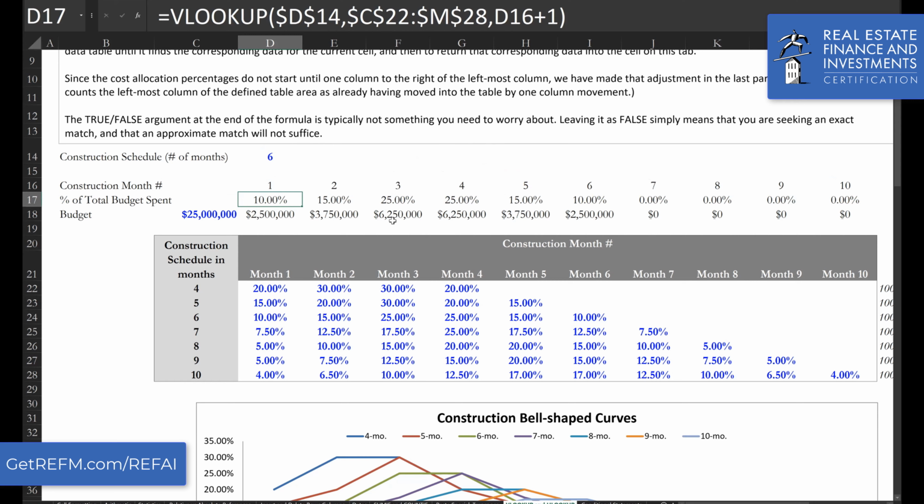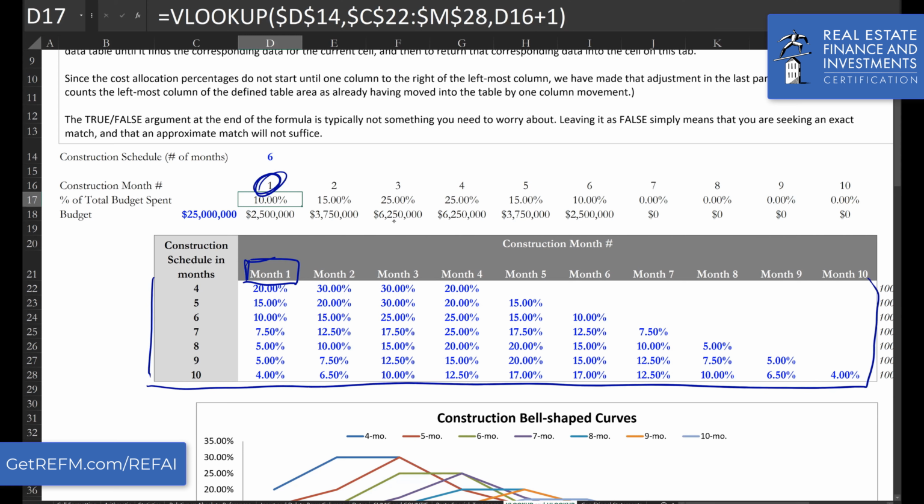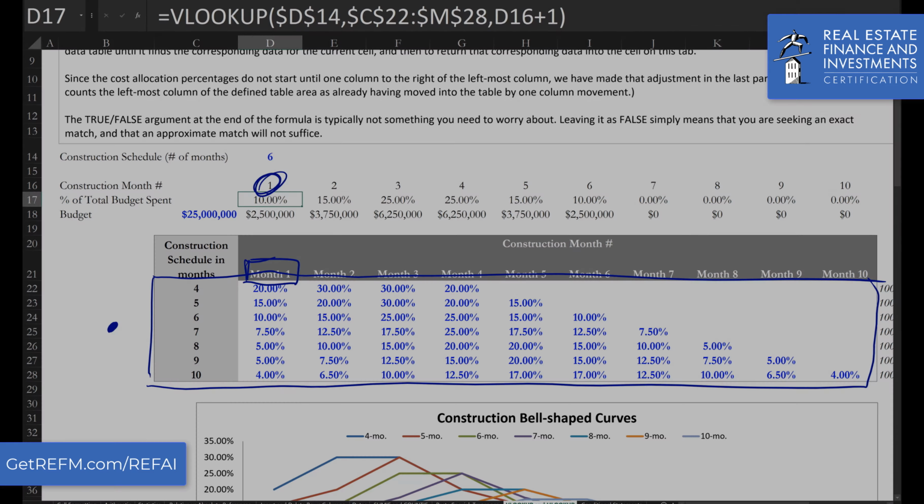And so what we say is, all right, for construction month number 1, what place in our table from left to right is the proportion that relates to month number 1? Well, it's here, okay? The one quirk of Excel, the way they program this function, is that it's actually going to start counting sort of out here, outside of the table, to the left, just outside the table.